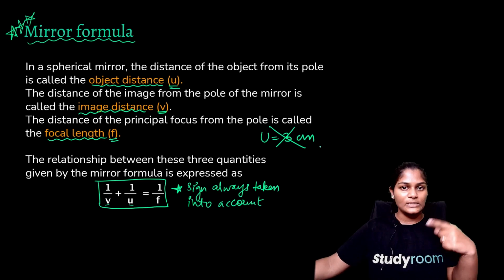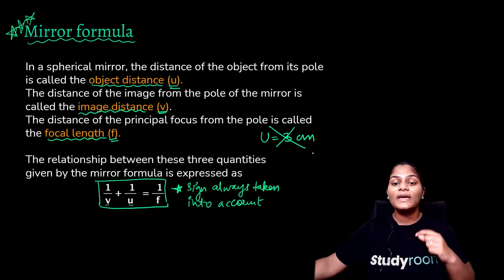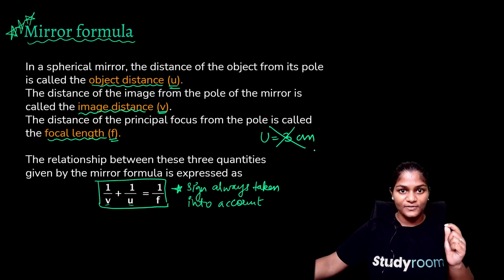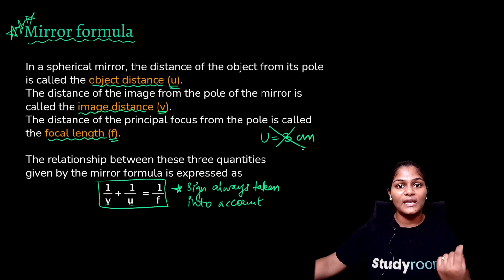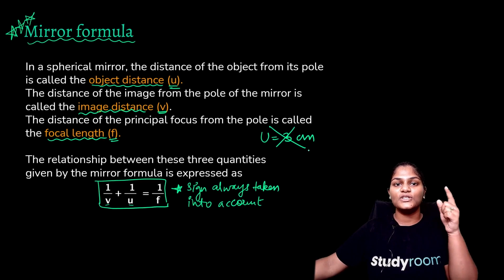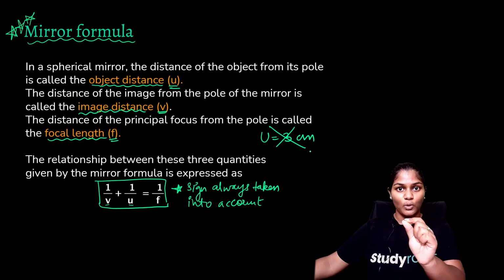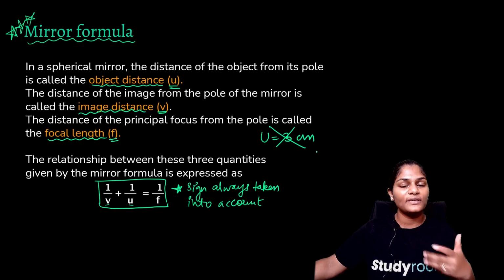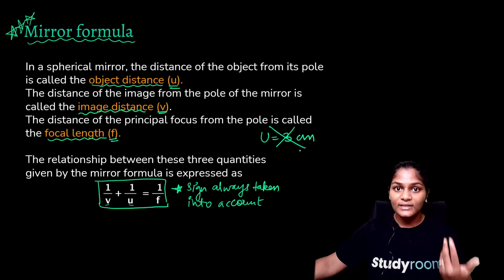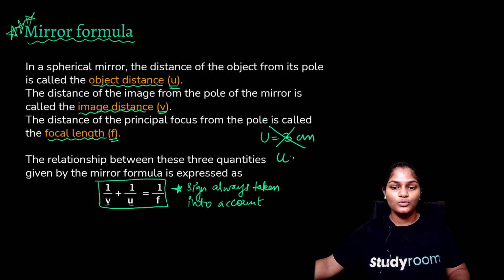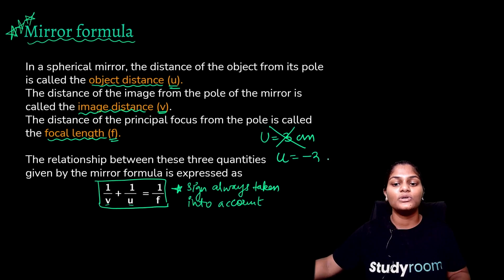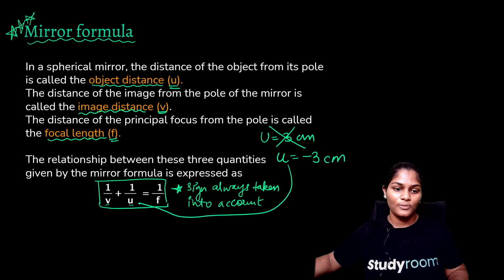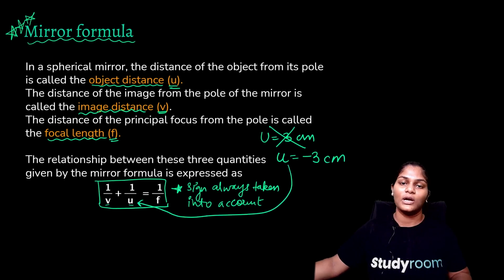Other distances are measured from the pole. So if you say that it is kept to the left, the object is 3 centimeters to the left, then what is the sign convention? Remember, 0 is the pole. To the left of 0 are negative numbers or positive numbers? They are negative numbers. So our u is not 3, but our u is minus 3. So when you put this u here in this formula, you have to put it minus 3 or according to the question, but you have to put the sign very, very importantly.